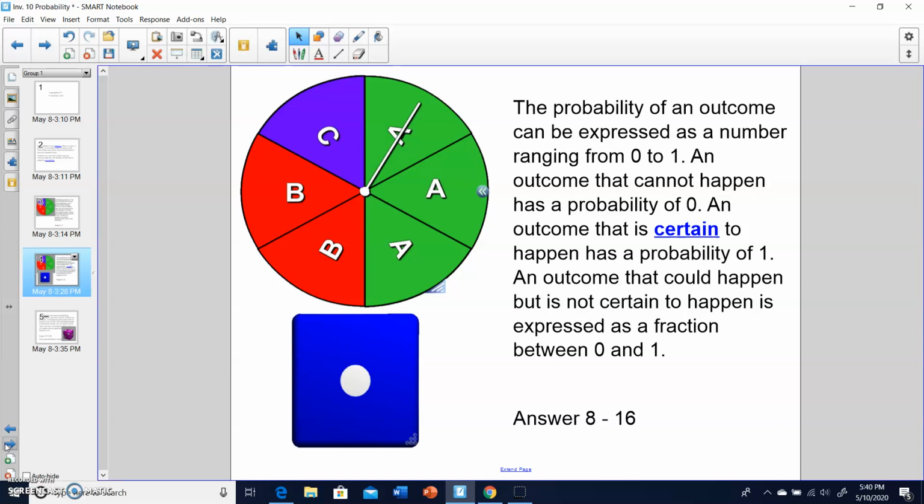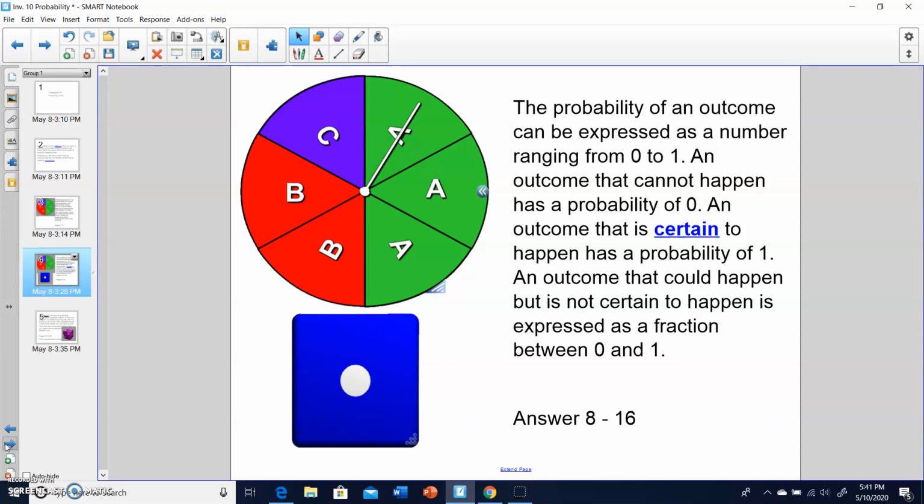An outcome that could happen, but is not certain to happen, is expressed as a fraction between 0 and 1. So I am likely to land on A because there are 3 out of the 6 sectors being A, so 3/6 would be my probability, my fraction for A. For B, I have 2 sectors that are B, so 2 out of 6, so 2/6. And then C, there's 1 sector for C, so my probability would be what?